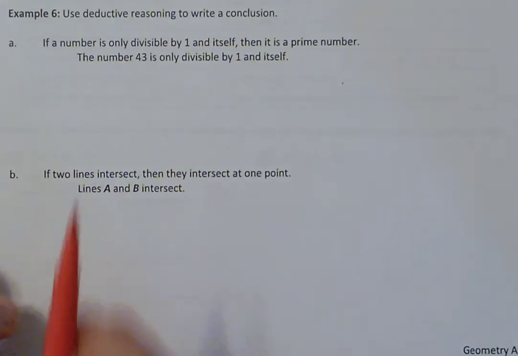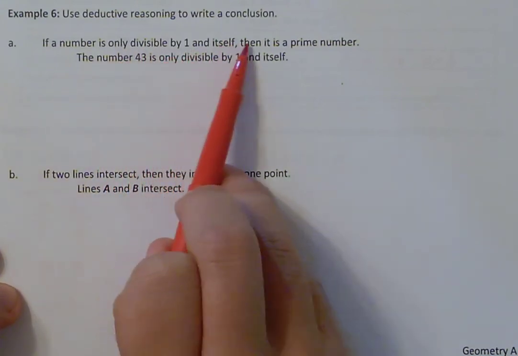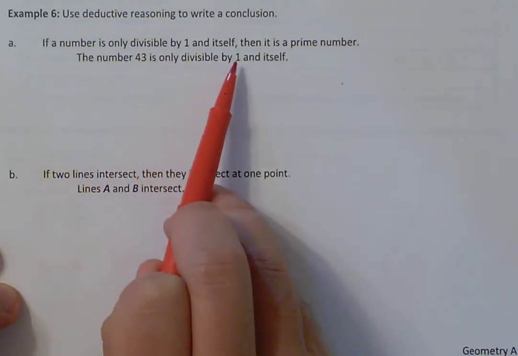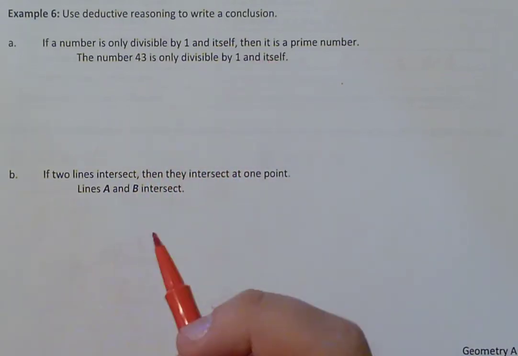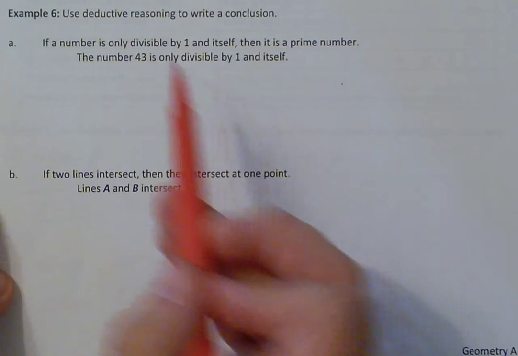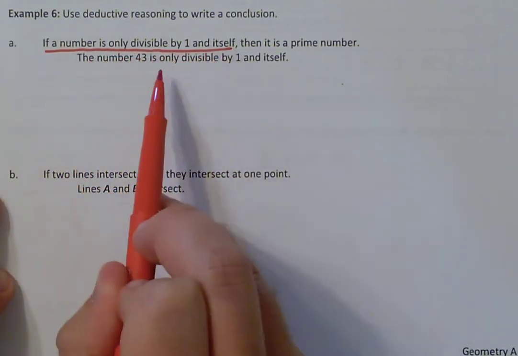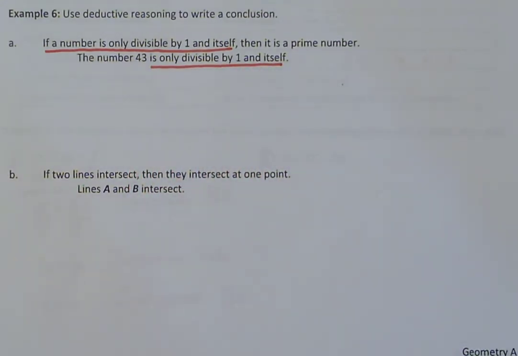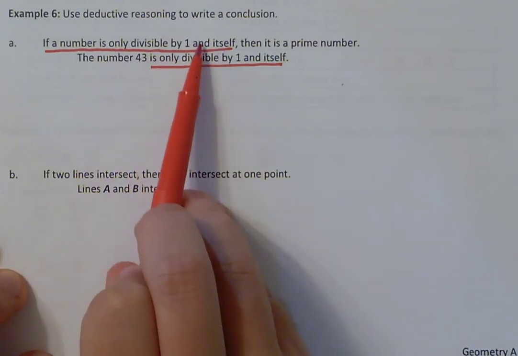So for part A, it states, if a number is only divisible by 1 and itself, then it is a prime number. The number 43 is only divisible by 1 and itself. So, first thing, notice what is common. We have this part, if a number is only divisible by 1 and itself, shows up down here as well. So go through and highlight the parts that are common. These two things are in common.